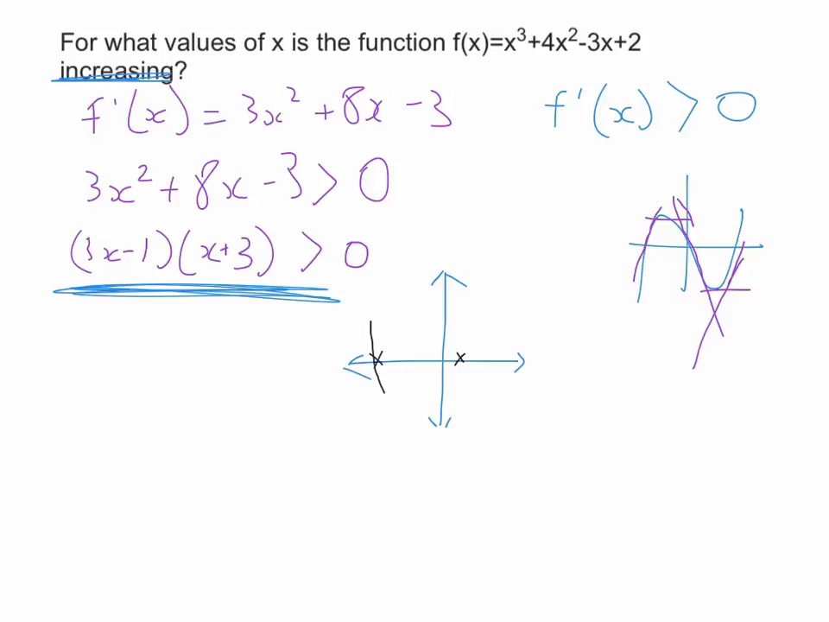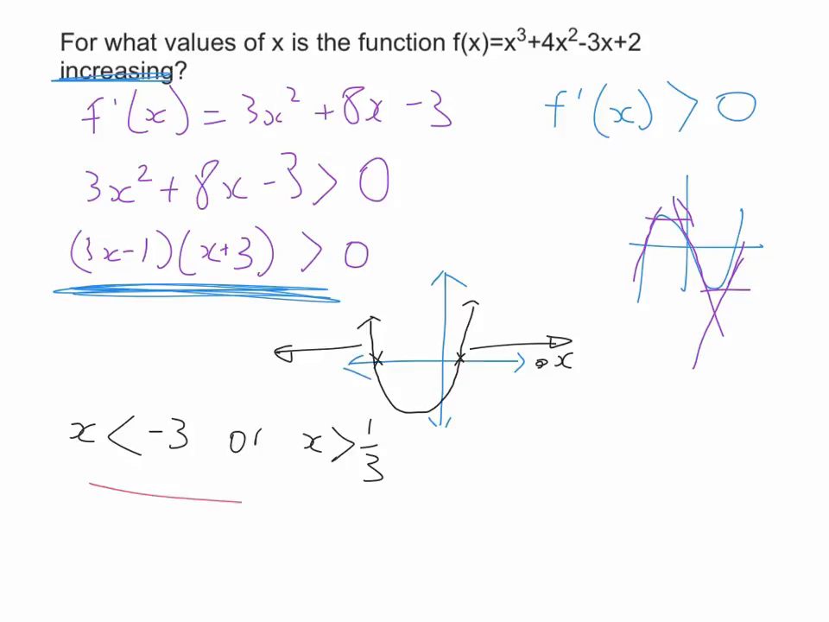It's concave up. So where is this black curve above the x-axis? Well, I hope you can see it's out this way and it's out this way. So my solutions are it's increasing if x is less than minus 3 or x is greater than a third. And again, what I've sketched there is the gradient function.